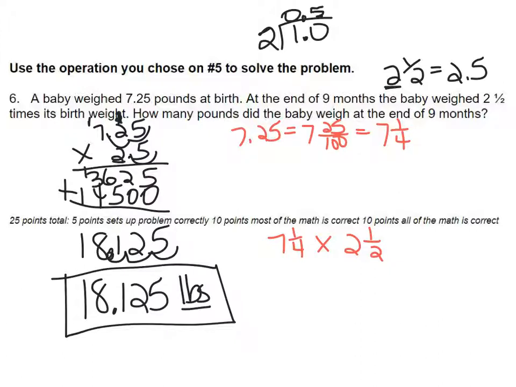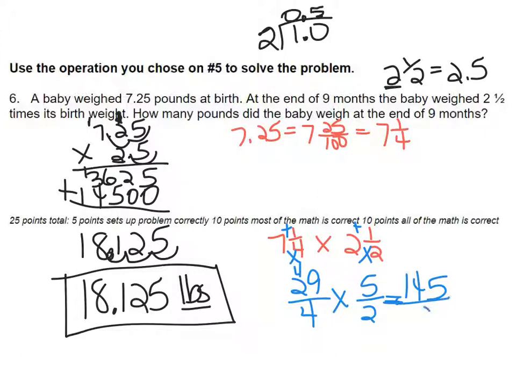So I'm going to go ahead and change them to improper fractions. Remember, with improper fractions, you multiply and add. So 4 times 7 is 28, plus 1 is 29 over 4, times 2 times 4, 2 is 4, plus 1 is 5 over 2. So that's 29 times 5, so 5 times 9 is 45, carry the 4, that's 145 divided by 8.